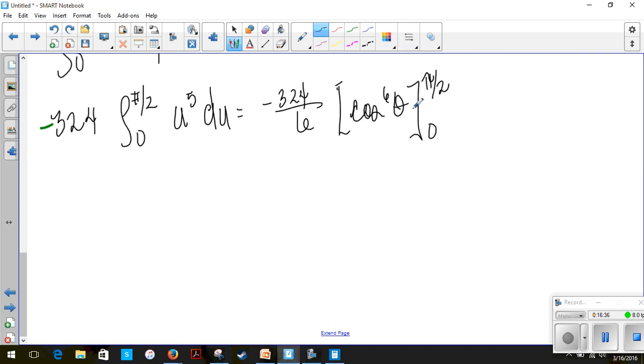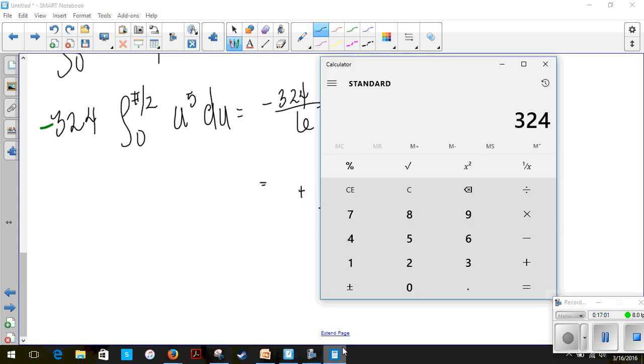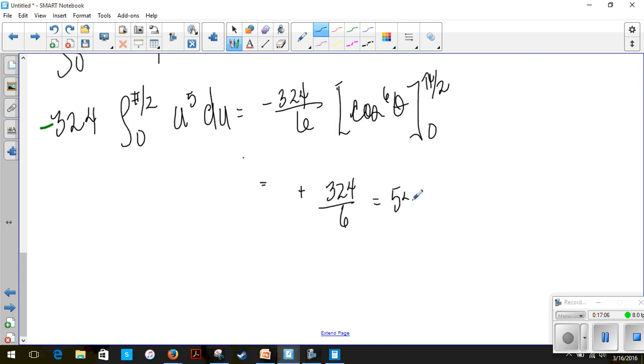Pi over 2 for cosine is 0. Cosine of 0 is a 1, but it's a minus, right? So we'll get negative, well, minus the 1 to the 6, so minus 1. And then minus times the negative, so back to the plus of 324 over 6. Is that a nice number? Yes, 54. So that one was nice too.